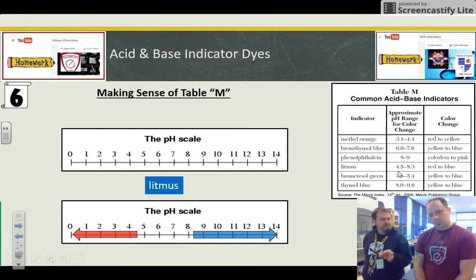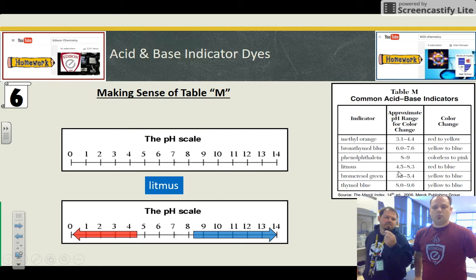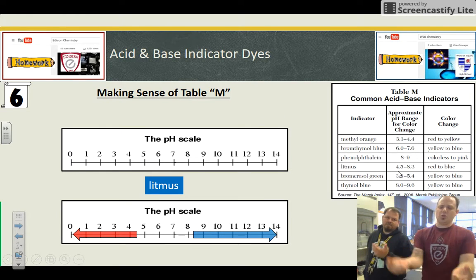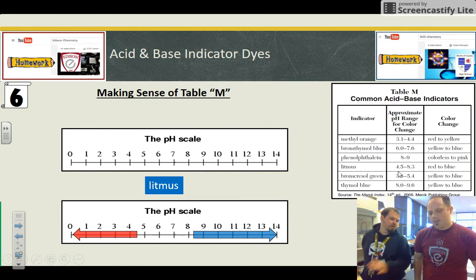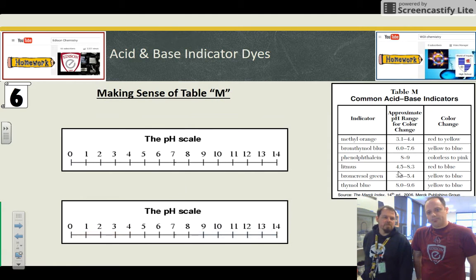Or we get the paper strips. You're looking for one color and not a range of colors. It's like a quick initial test. Just let me know, is it acidic or is it basic? And then from there, I have to do other tests to figure out where it is on that spectrum. But it's a quick test.